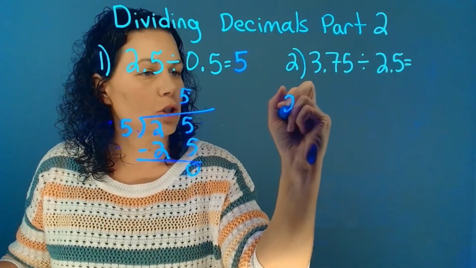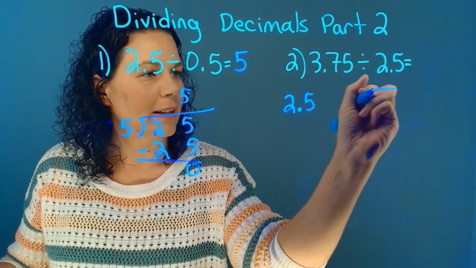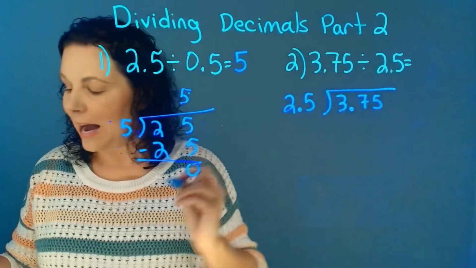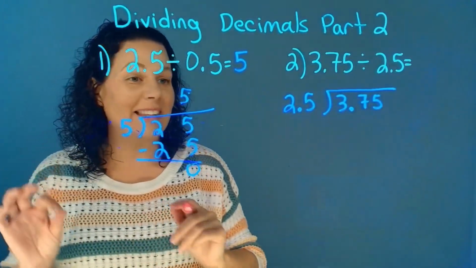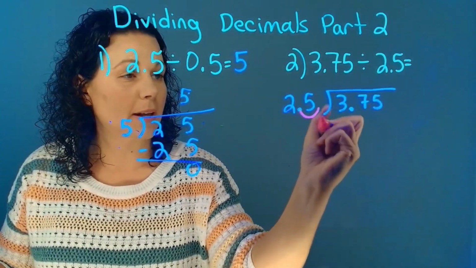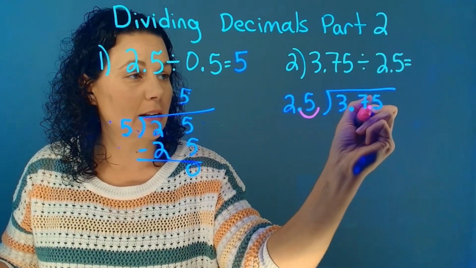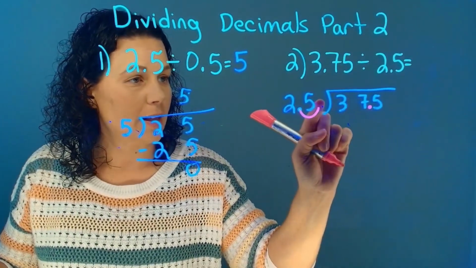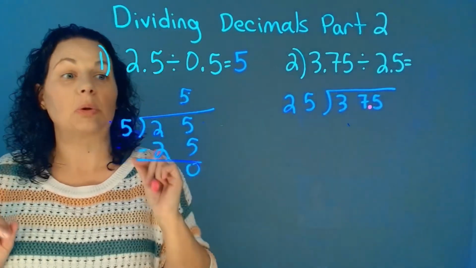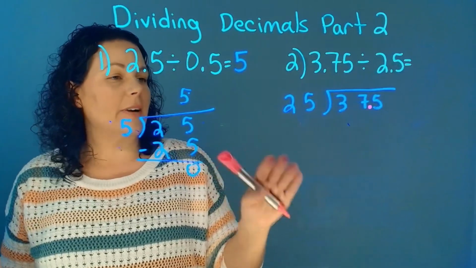We've got 2.5 on the outside, and then on the inside, we've got 3.75. I need to move the decimal on the outside first to get rid of it. So we move this over one place. We're going to do the same thing here. We just move it over one place. And then for space, I'm going to erase it. My board is not an infinite board. All right, now we divide like normal.